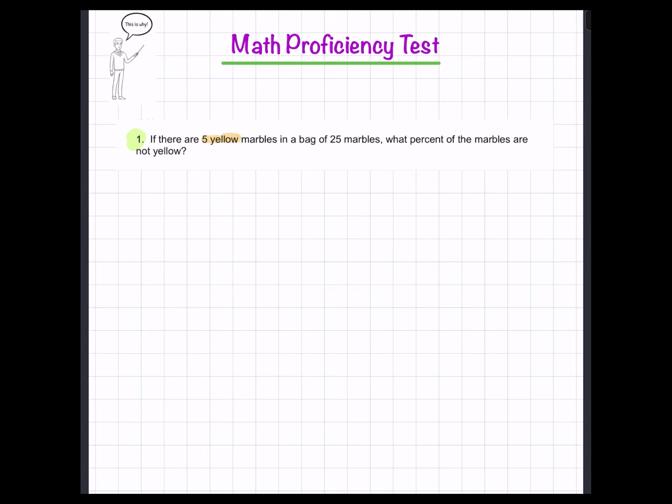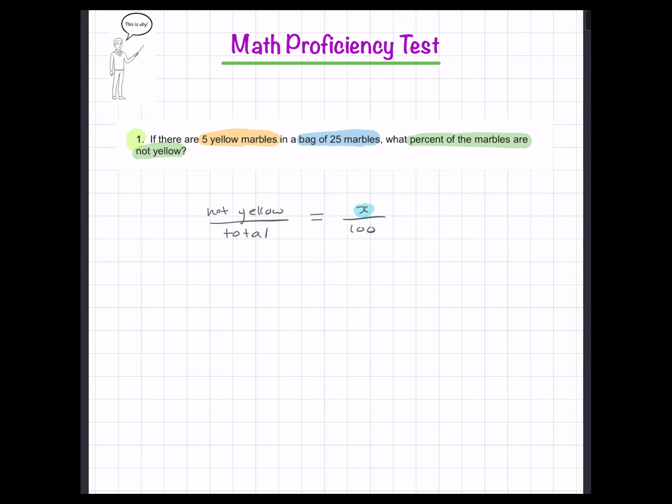Okay, so here we have 5 yellow marbles in a bag of 25 marbles, and I want to figure out what percent of the marbles are not yellow. What percent are not yellow? What this means is I need to figure out how many are not yellow and divide that number by the total number of marbles, and then set this equal to x over 100. And x is going to be what percent of them are not yellow, right? Percent literally means out of 100.